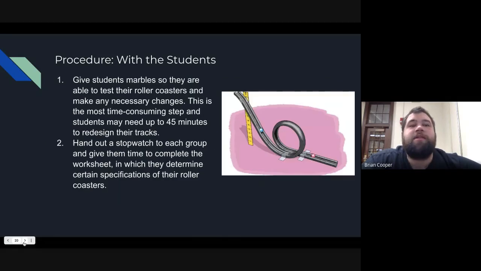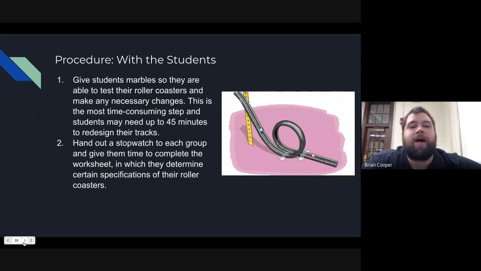So then you're going to give students marbles so they are able to test their roller coasters and make any necessary changes. This is the most time-consuming step, and students may need to take 45 minutes to redesign their tracks. So this would be really good if you have block periods, but if not, it may take more than one day, and if that's the case, you might want to ask to have a separate room for those.